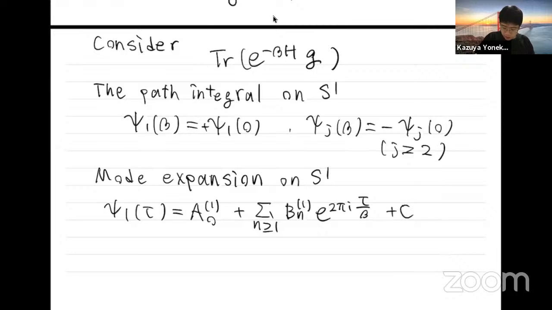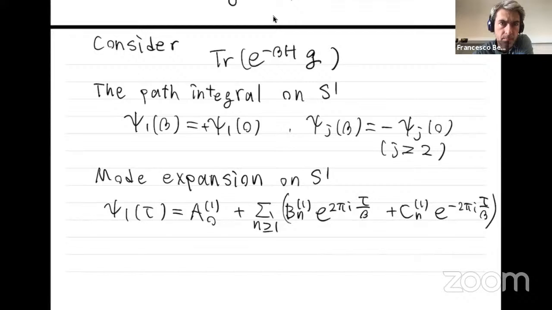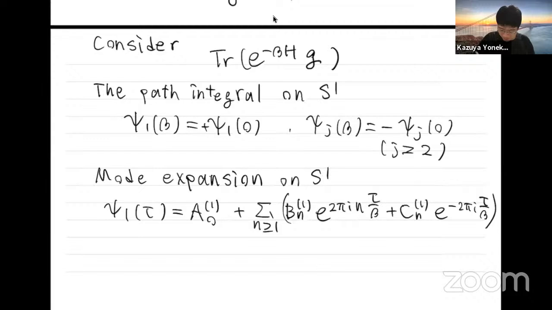Plus S. So this is the Fourier expansion with periodic boundary condition. Probably there is n in the exponents. Oh, thank you. Yes, I must put n. Yes, thank you.